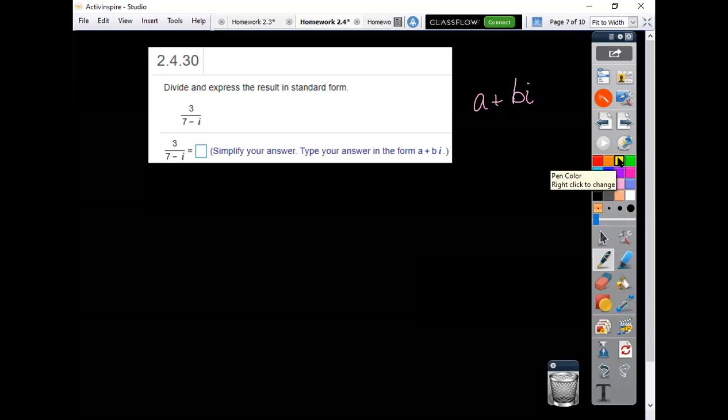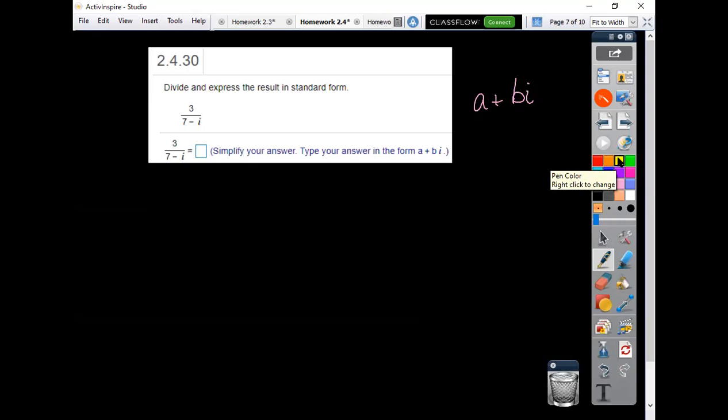They want a plus bi. And so if you're going to do a plus bi in this case, the problem is, other books will call this rationalizing the denominator. What that means is they don't want these i's in the denominator. When we're done, maybe I'll have time to explain a little bit of why that sometimes is. So how do we get rid of the i?